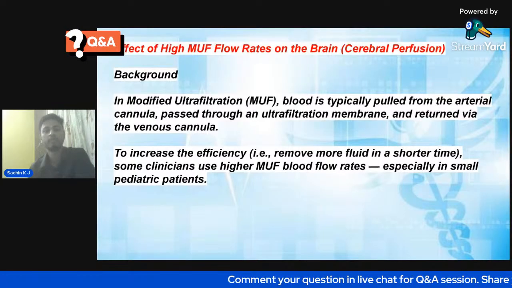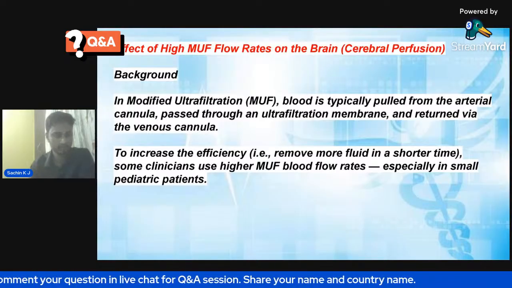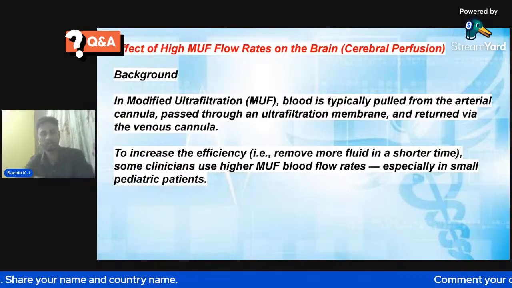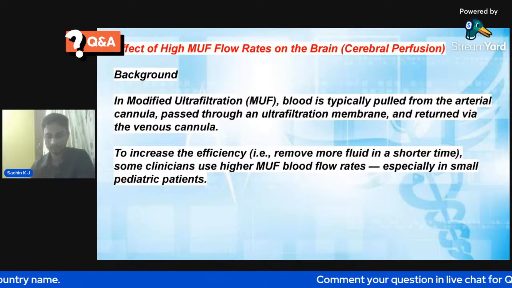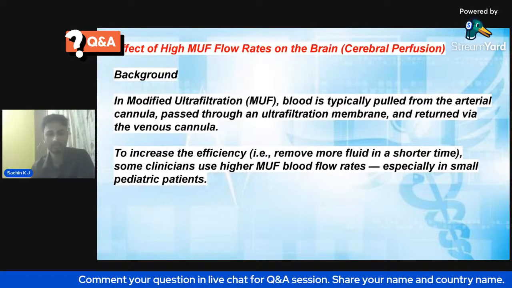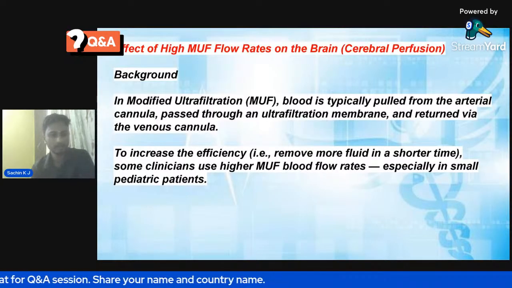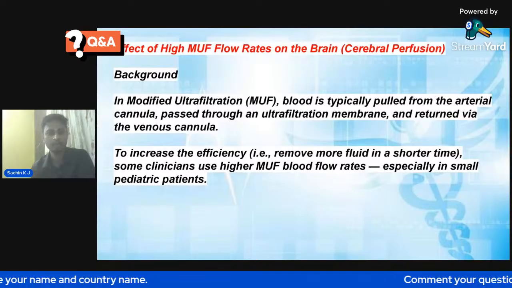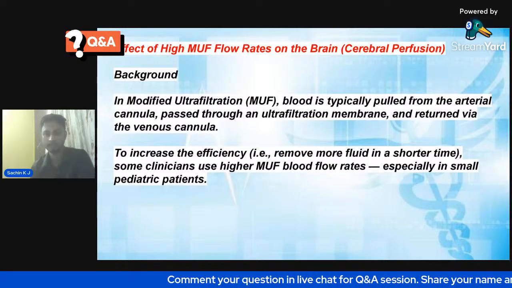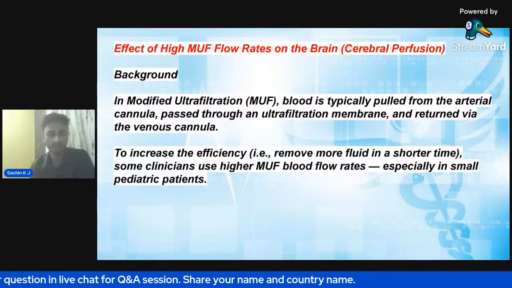Effect of high MUF flow rates on the brain. What is the effect if some institutes are doing it with a pump? So what will it majorly affect? MUF flow should be less than 20 ml per kg, mainly in infants. What happens in modified ultrafiltration? Blood is typically pulled from the arterial cannula, passed through an ultrafiltration membrane, and returned via the venous cannula. To increase the efficiency, that is, to remove more fluid in a shorter time, some clinicians use higher MUF blood flow rates, especially in small pediatric patients.